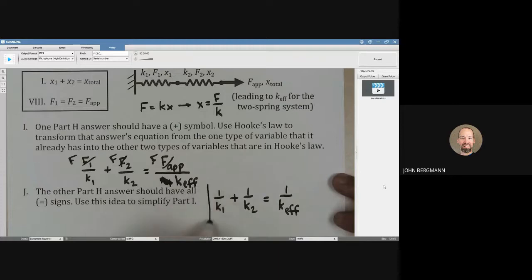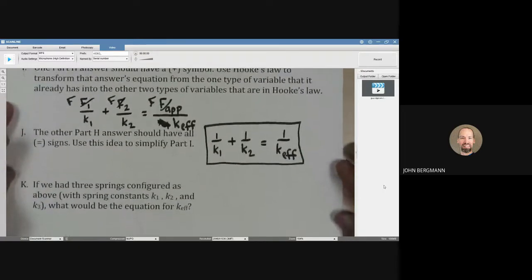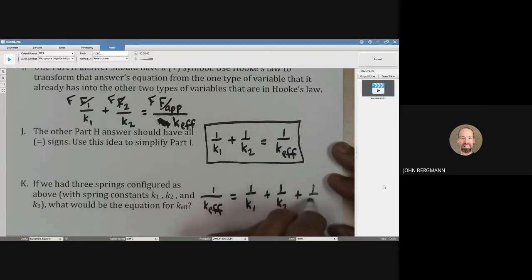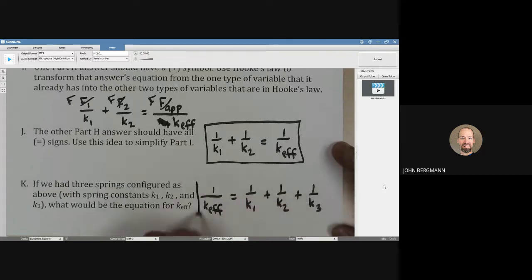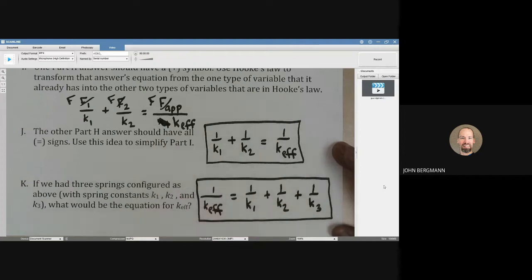When we have springs in series, we have to use what I call the 1 over rule in order to find the effective spring constant. And of course, if we had 3 springs, we would use the same pattern. I'll write the k effective on the left this time. 1 over k effective equals 1 over k1 plus 1 over k2 plus 1 over k3. You just do that for however many springs that you have, as long as those springs are in series with each other.